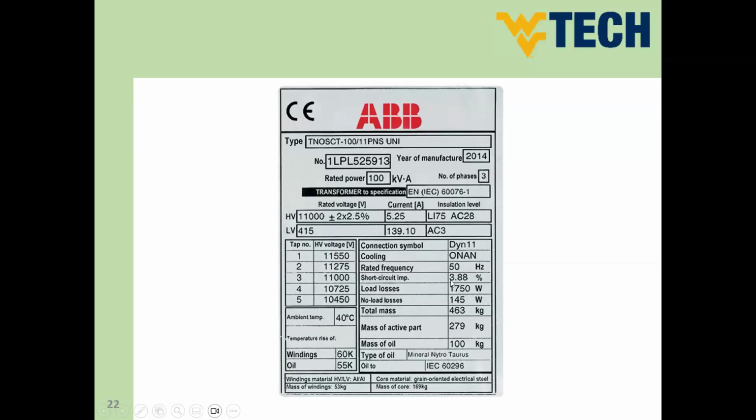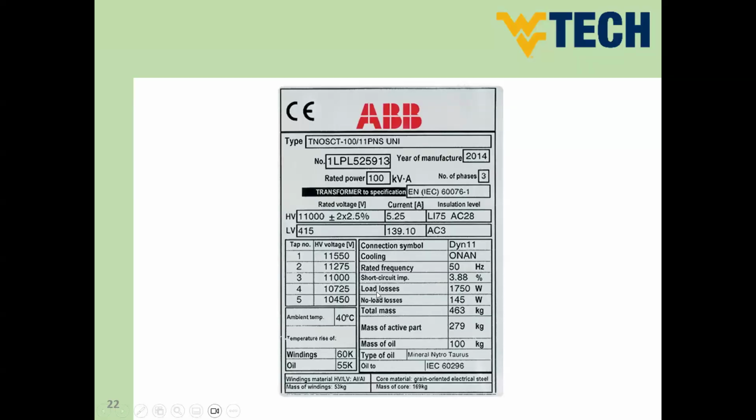Short circuit impedance is 3.88. This is something related to the protection, guys. It's not related to the short circuit test of our work, but this is something called short circuit impedance, used in case of transformer operation during fault analysis.